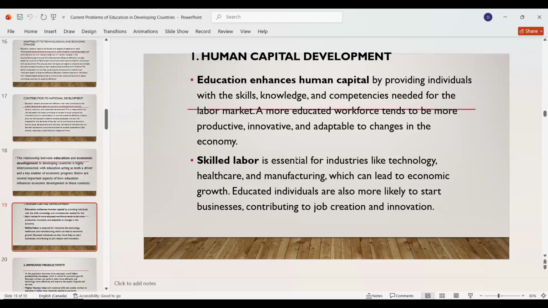So education enhances human capital. And the second point is skilled labor is essential for industries like technology, healthcare, manufacturing, which can lead to economic growth. Educated individuals are also more likely to start businesses, contributing to job creation and innovation. So skill migration, right? Skillful people are invited by any country, and they are paying more, right?